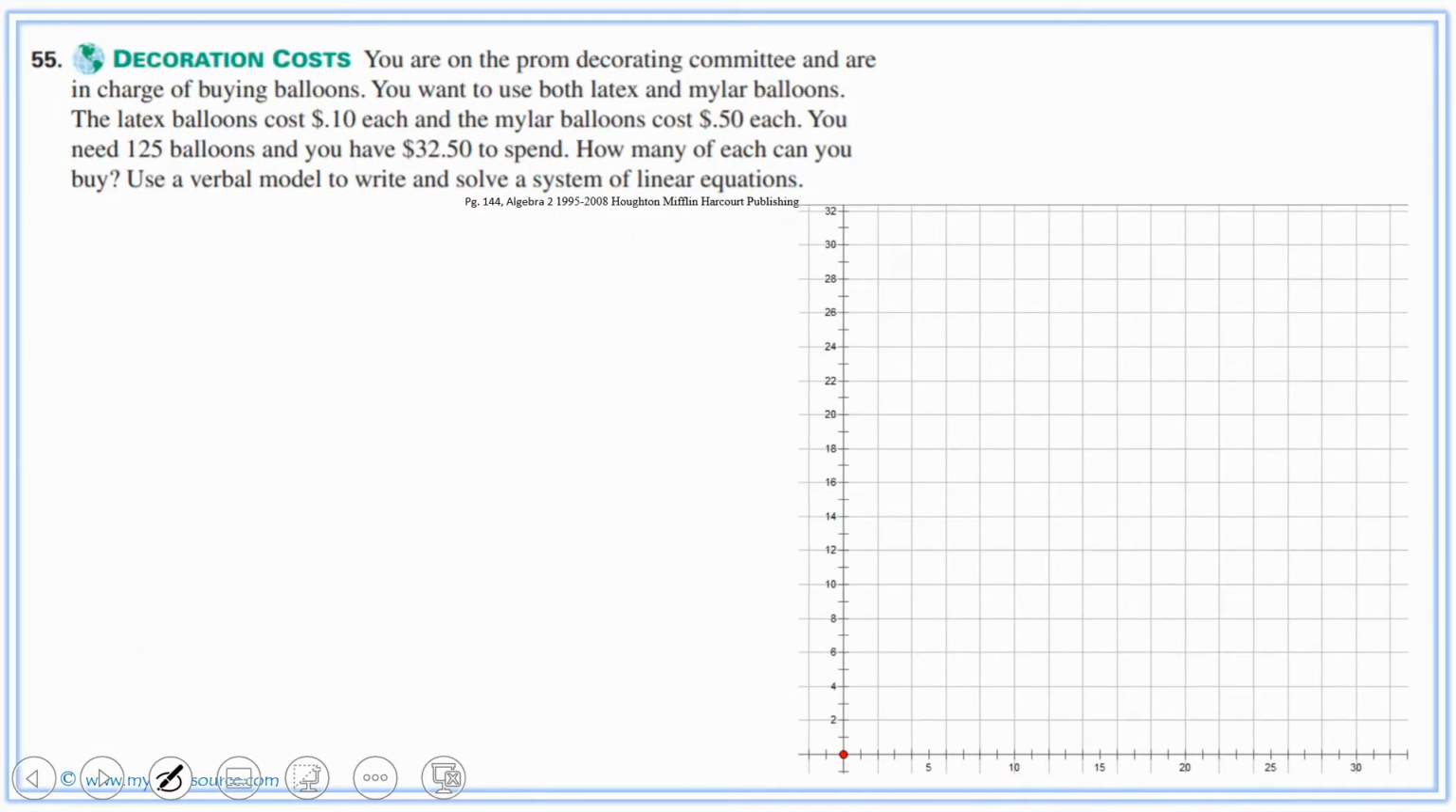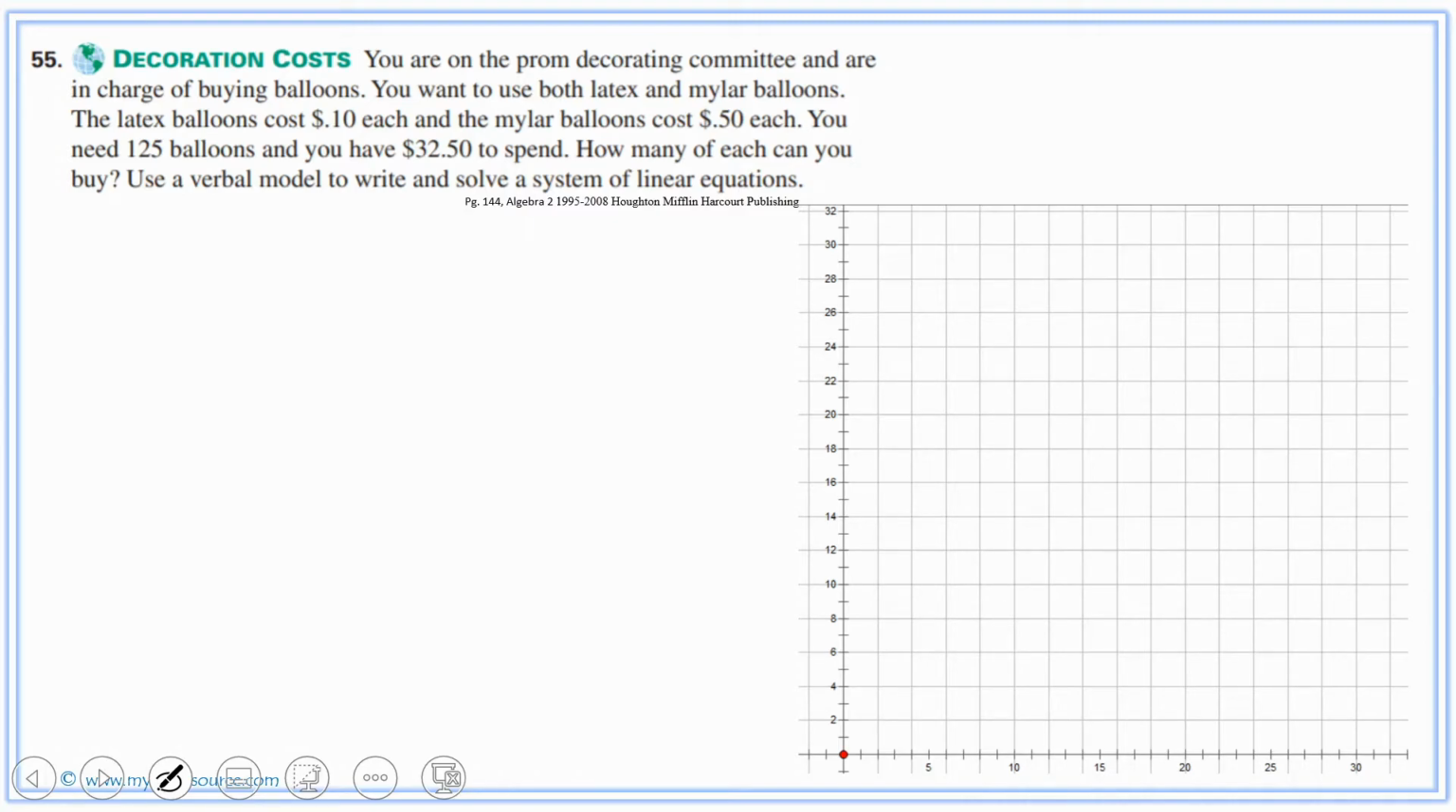We here have another question, number 55 from the book, page 144. You are on the prom decorating committee and are in charge of buying balloons. You want to use latex and mylar balloons. The latex balloons cost 10 cents each and the mylar balloons cost 50 cents each. You need 125 balloons and you have $32.50 to spend. How many of each can you buy? Use a verbal model to write and solve a system of linear equations.